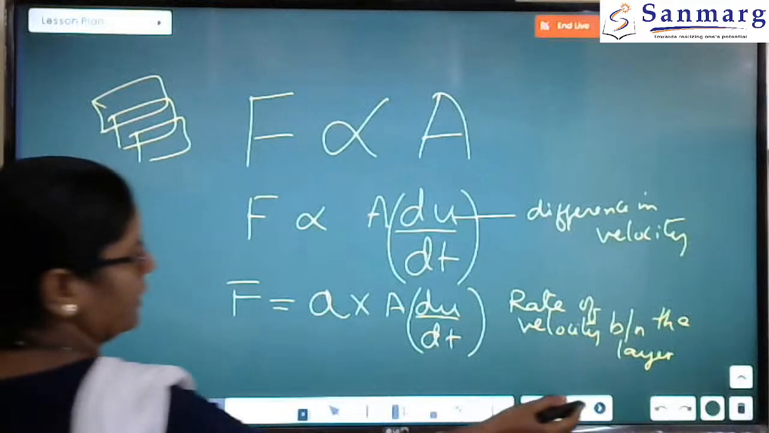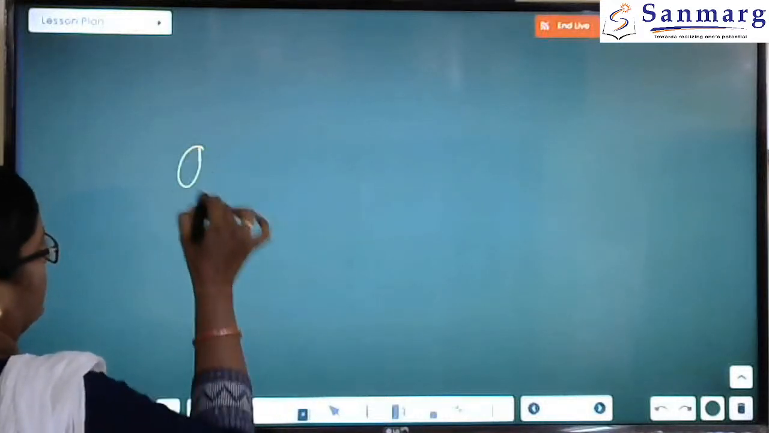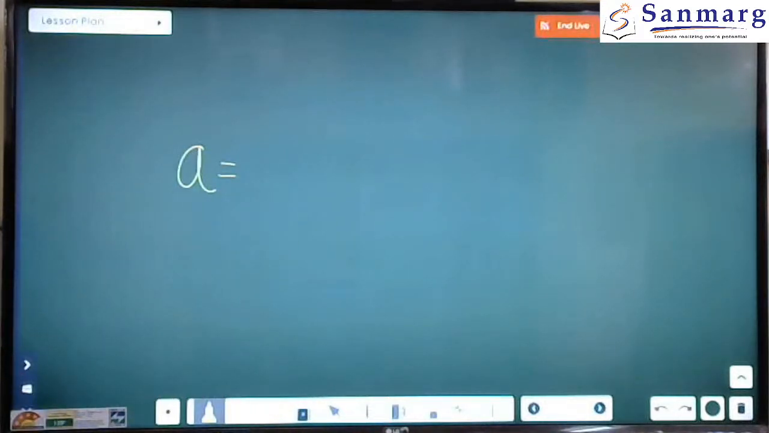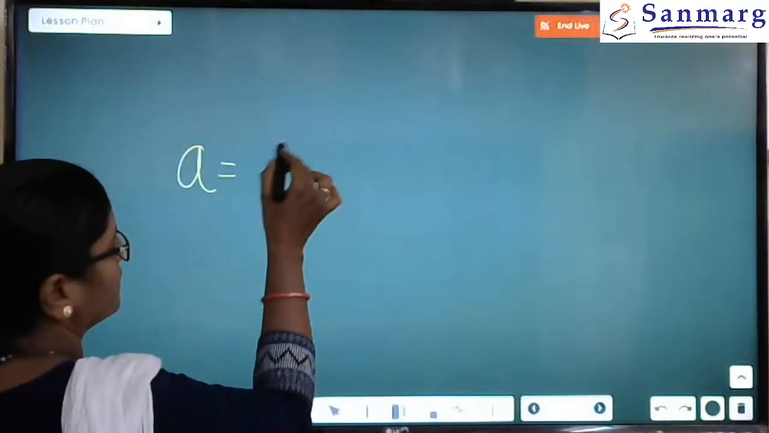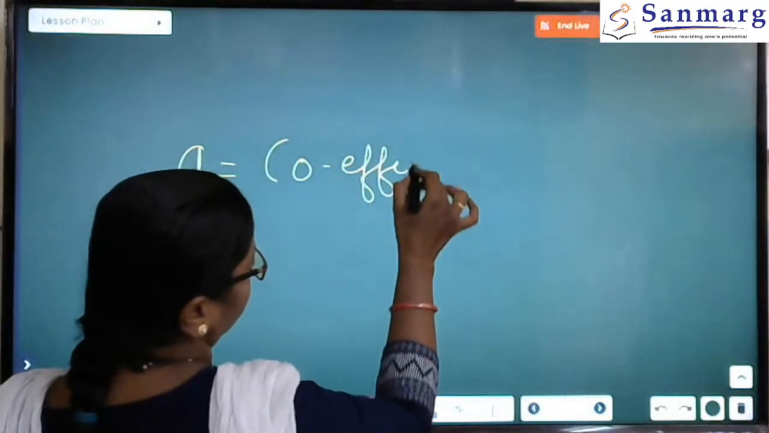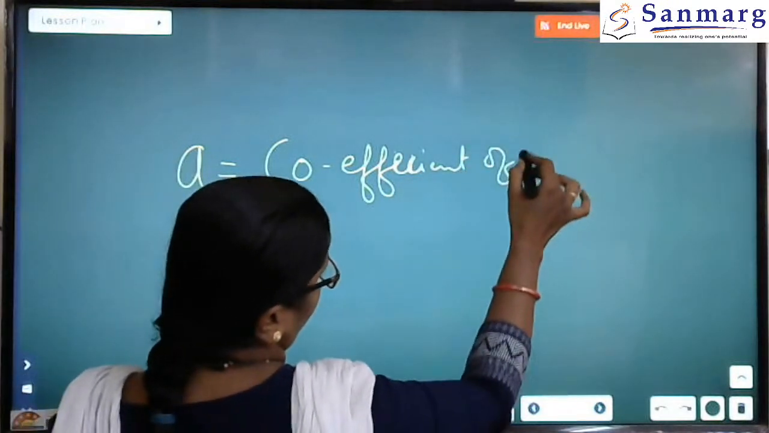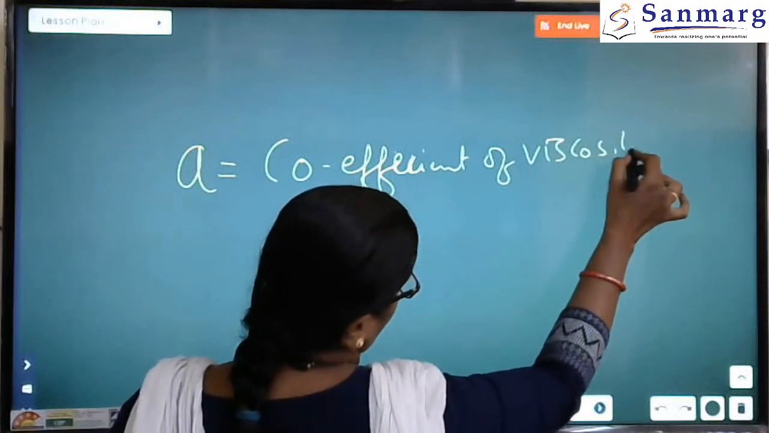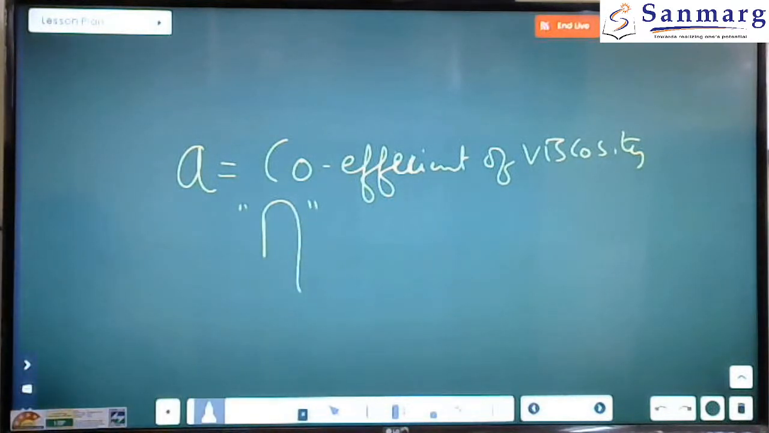So therefore, what is the constant? It is the proportionality constant. It is called the coefficient of viscosity, which is given as nu. Okay, so viscosity, coefficient of viscosity.